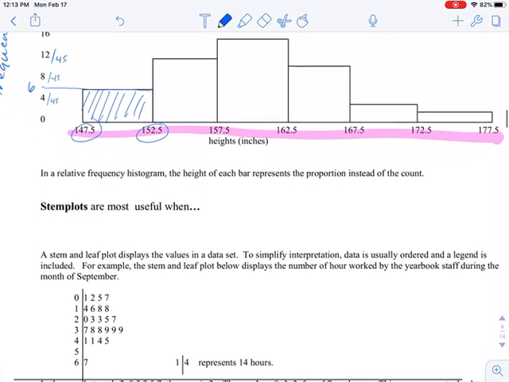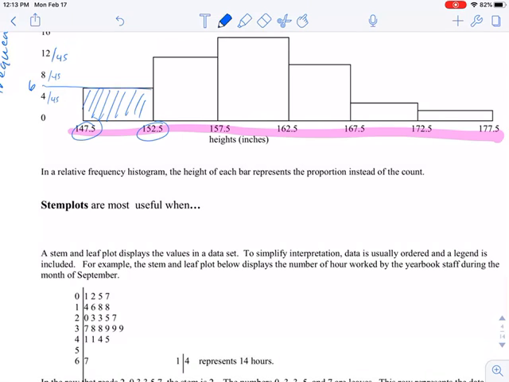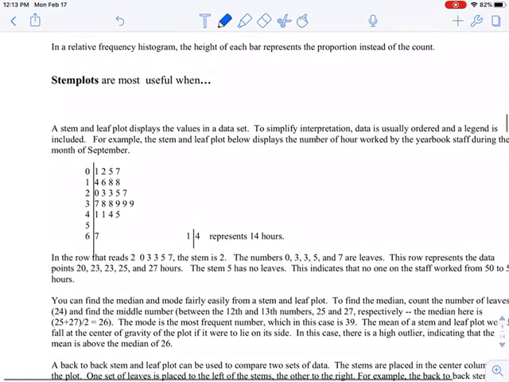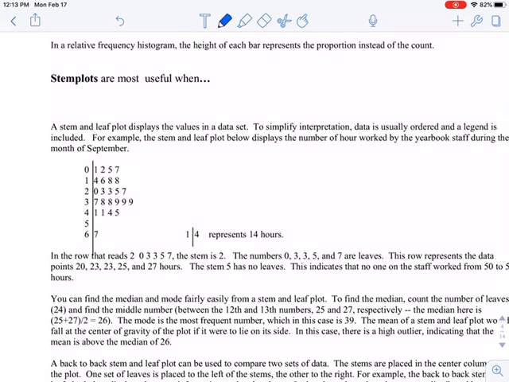We have two more ways to represent data. The next one is called a stem plot. A stem and leaf plot sounds like plants, and it kind of looks like plants if you know what you're looking at. What we do in a stem and leaf plot is we look at the data in terms of its place value. So the left side of this is the tens place, and the right side of this is the ones place.